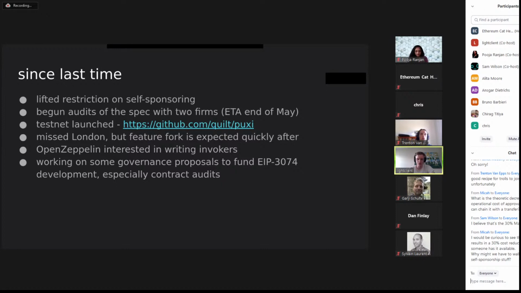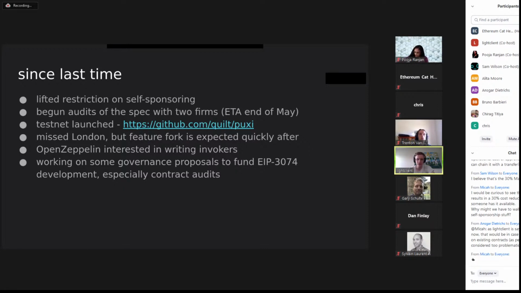And then we also are going to have a firm who is going to audit the actual 3074 spec to understand if there's going to be any security concerns pop up that we haven't discussed. And they're also going to just do a more thorough write-up on how those security concerns relate to what exists today. We've been working to release a testnet so that people can actually start building and playing around with 3074.